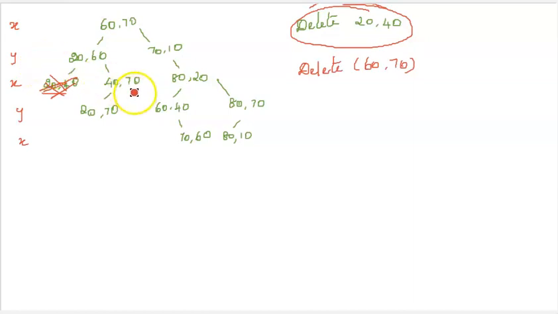So now we shall delete the 60 70. That is the root element. It is actually in the dimension x. Okay. So I'm going to delete the root element. I'm checking whether it is a leaf. No, it is not a leaf.